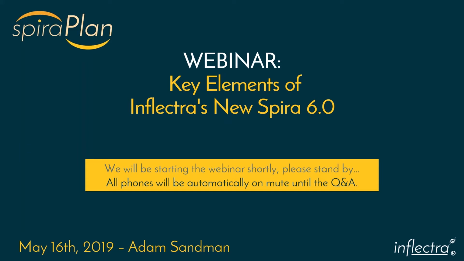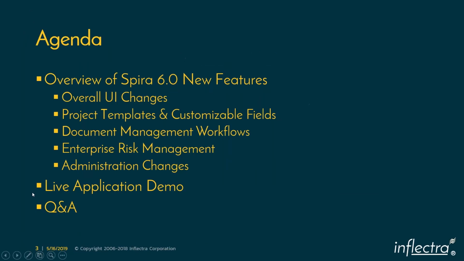So, let's get going. First of all, what we're going to talk about today? We're going to talk quickly about some of the changes. We're going to highlight them in the presentation: the UI changes, some of the major features we have, the project templating, the document management, the risk management, and some of the admin changes which go with the templating. Where possible, I will try and outline which particular features are in SpiraTest versus SpiraTeam versus SpiraPlan, because some of the features are only available in some of the products.